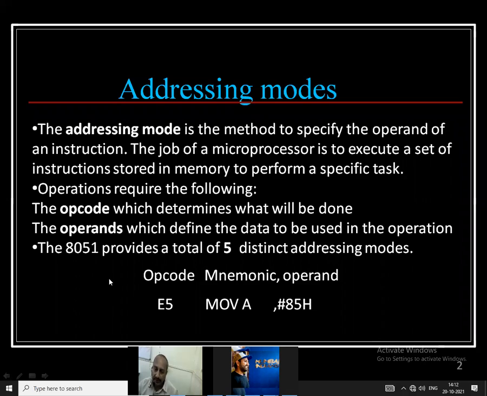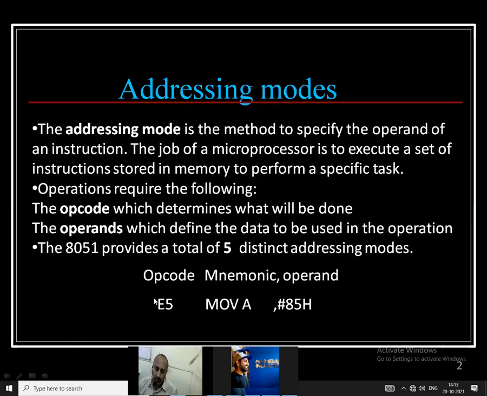This is what is explained or shown in this example also: mnemonic, comma, operand. This instruction is MOV. If you are familiar with the instructions for 8085 in the microprocessor course, you might be aware of this instruction. MOV A, comma, #85H. It is written like that. What it means we will see ahead, but at this moment, what is to be concentrated on is: what is the mnemonic, what is the operand, and what is its opcode.